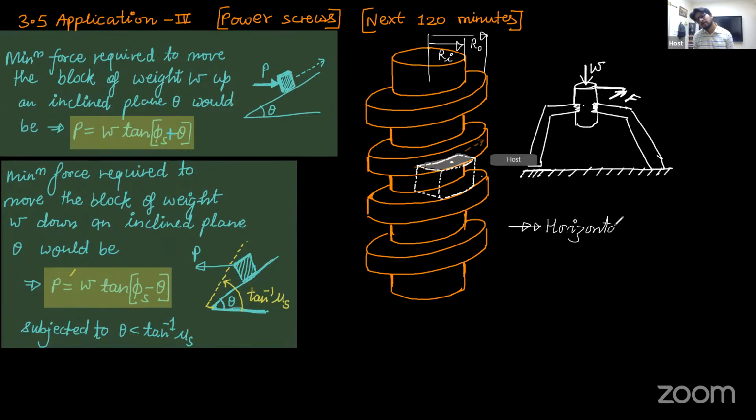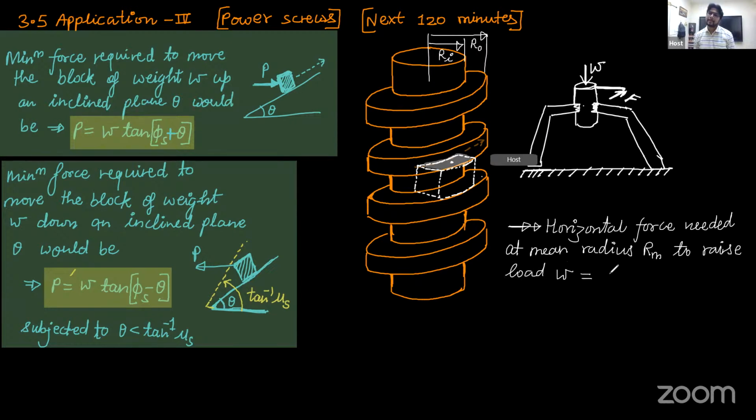Horizontal force needed at mean radius Rm to raise load W will be W tan(phi s plus theta). How do you decide this theta? That theta is called the lead angle of the power screw. The theta that was earlier the angle of inclined plane is called the lead angle of the power screw. I repeat once again, that theta is called the lead angle of the power screw.